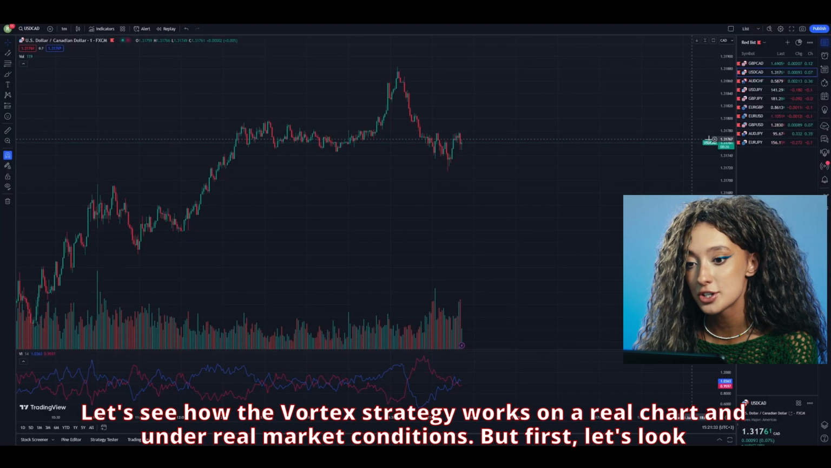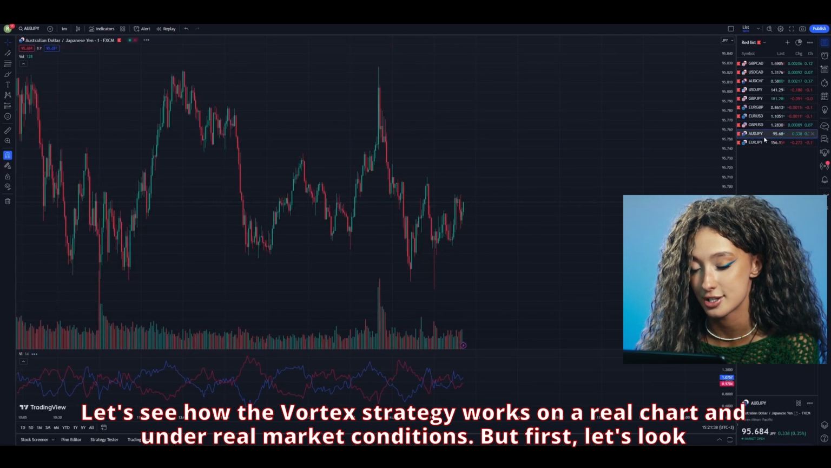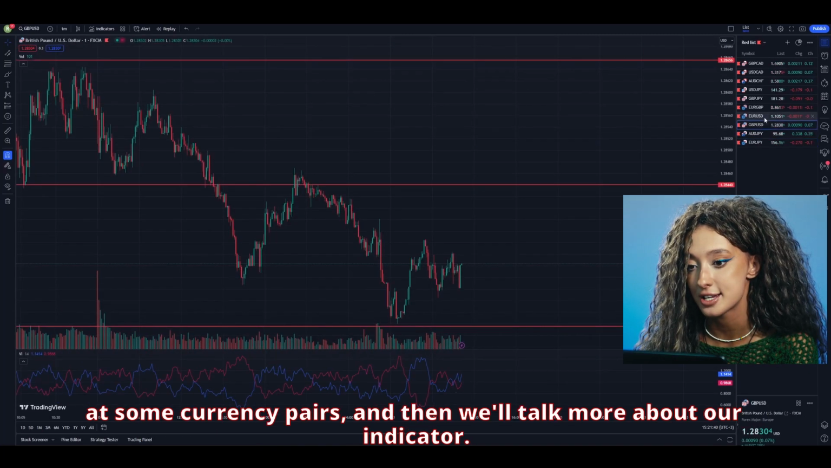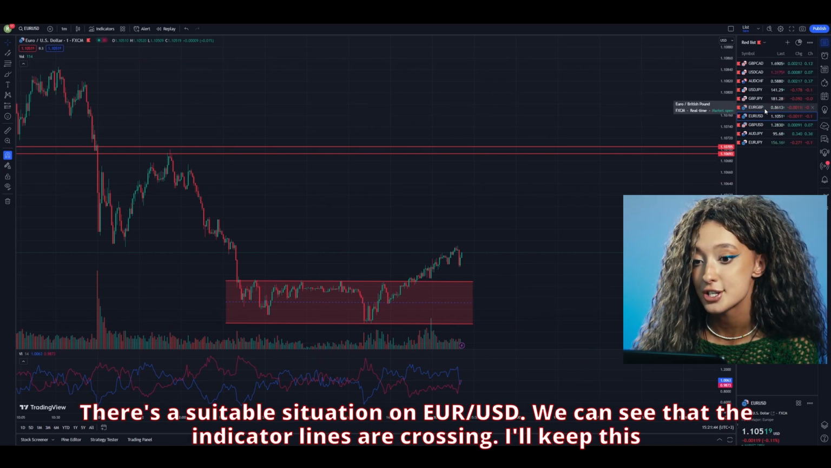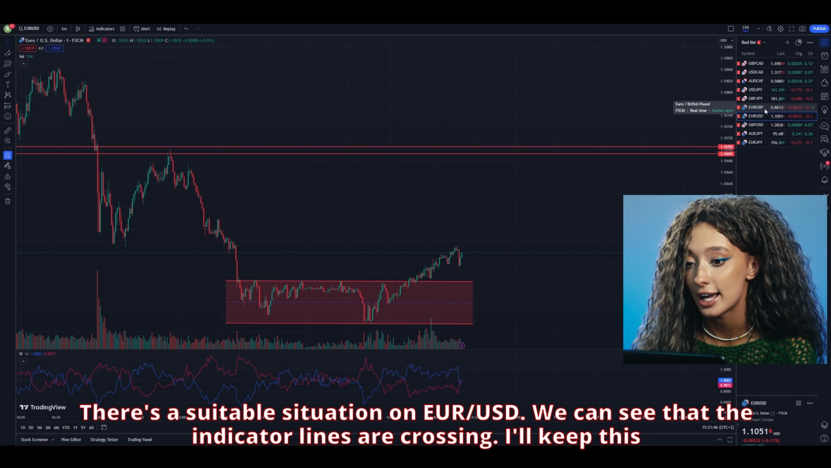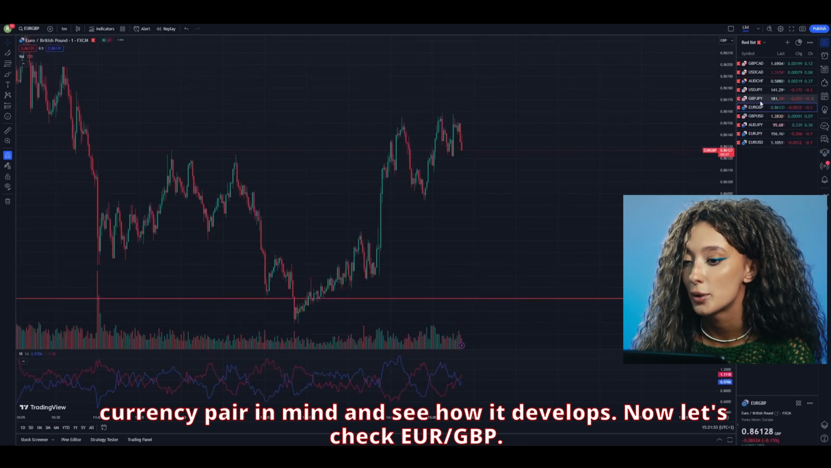Let's see how the Vortex strategy works on a real chart and under real market conditions. But first, let's look at some currency pair, and then we'll talk more about our indicator. There is a serial oscillation of Euro and USD. We can see that the indicator lines are crossing. I'll keep this currency pair in mind and see how it develops.